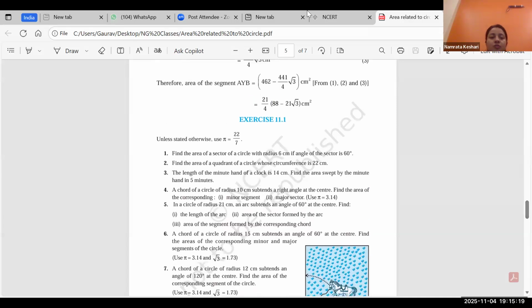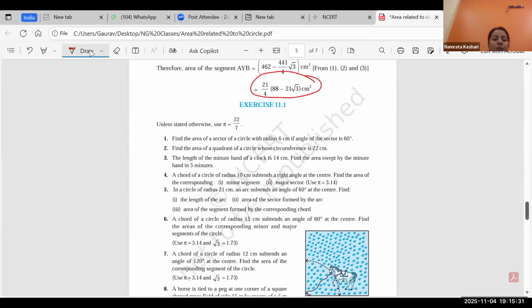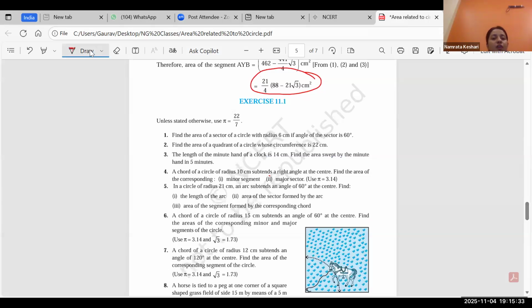See, now you can solve the questions from the exercise. I was telling you, you don't have to do the subtraction. You can clearly see this is how you can leave your answer. Okay, and this is completely fine. So question number one: find the area of the sector of a circle with radius 6 and the angle of the sector is 60°. Basically, you have a circle, and the angle which is created over here is 60°. Okay, and the radius is given as 6.